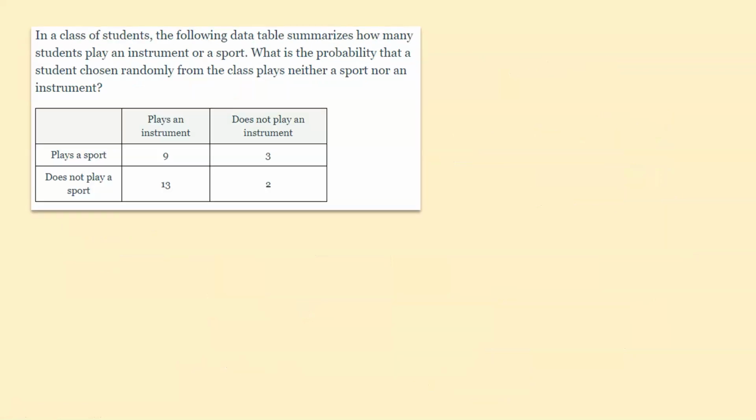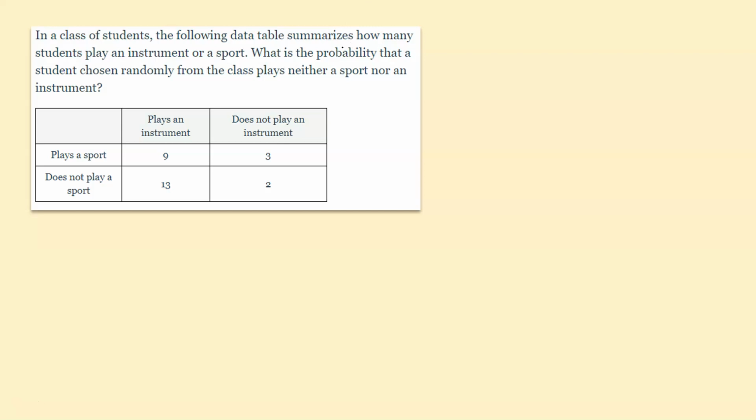Now let's look at some conditional probability. In a class of students, the following data table summarizes how many students play an instrument or a sport. What is the probability that a student chosen randomly from the class plays neither a sport nor an instrument? So this one is actually not conditional probability. That's the next one. So this is just probability from a two-way table.